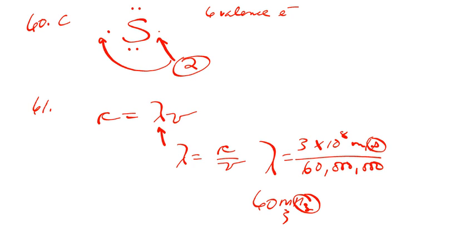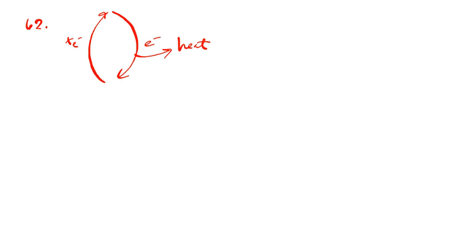Number 62. Emission of light of an atom occurs when an electron, we had talked before about it. We said electrons jump to higher energy levels. They absorb energy. When they give off energy, they're coming back down, and energy is being given off in the form of heat and light. So as it's coming down, you're going from a higher energy state to a lower energy level. The answer for that is going to be A.